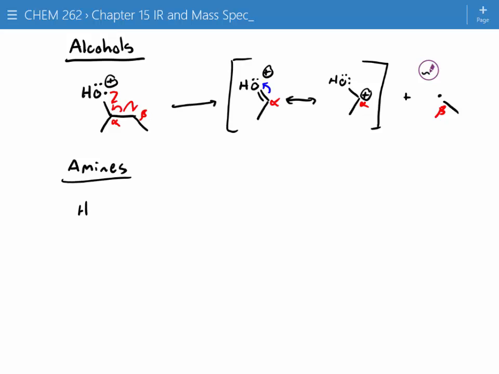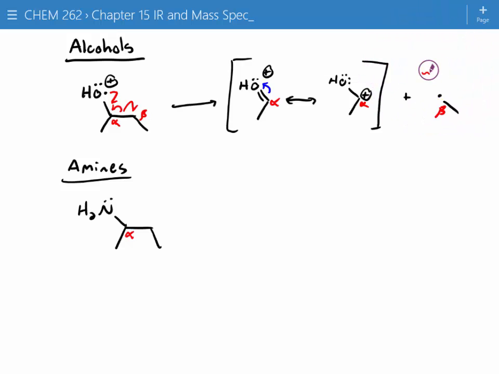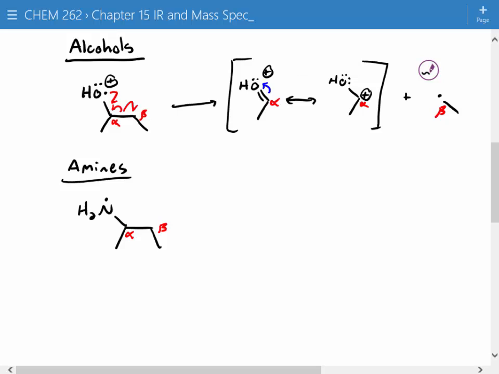So if we've got an amine, we can still have this alpha and beta position. Oop, I drew too many electrons. And so this should be our radical cation. We've ejected one of those electrons from the nitrogen, giving it a positive charge.